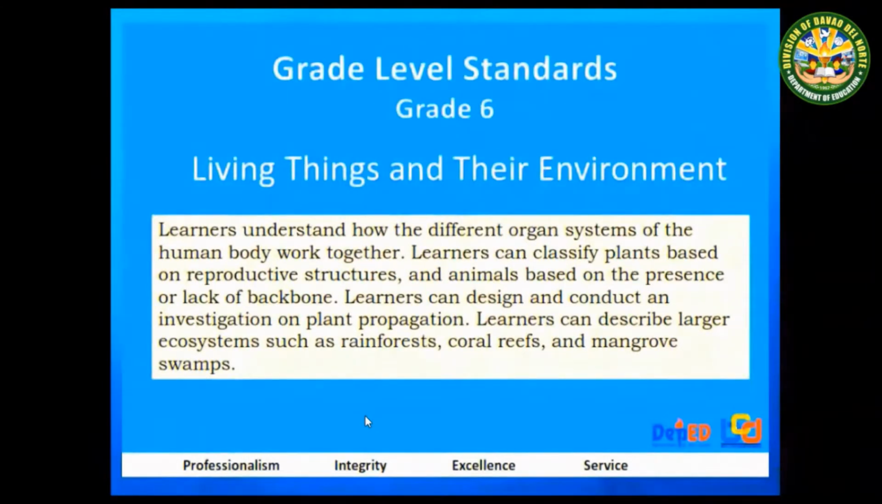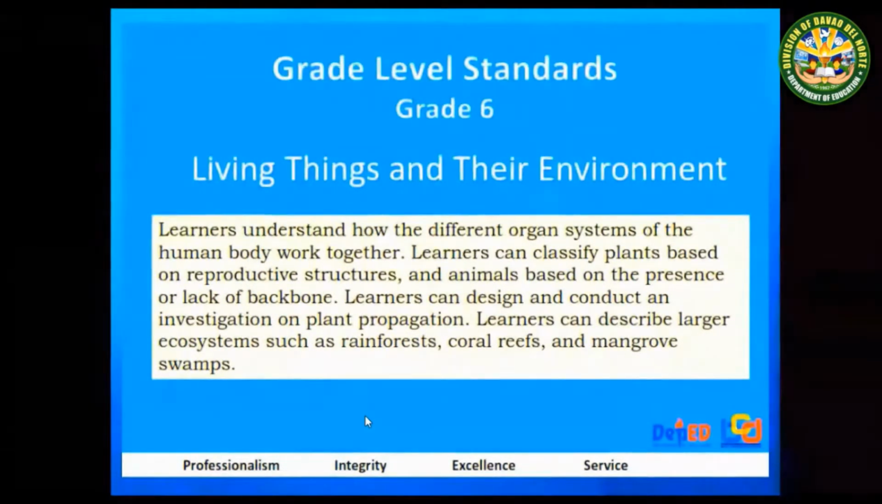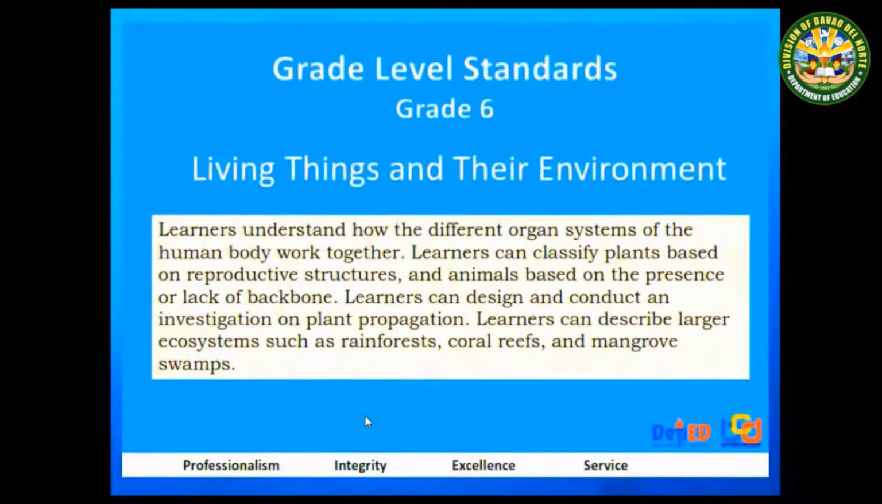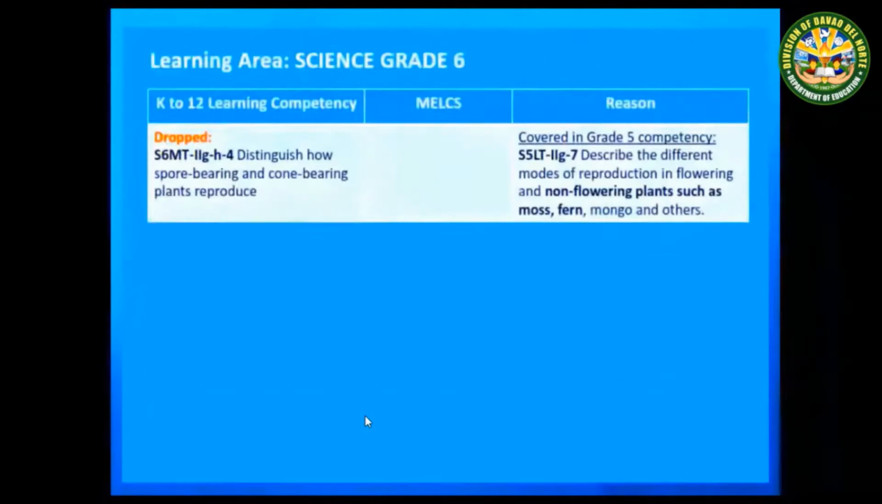Learners understand how the different organ systems of the human body work together. Learners can classify plants based on reproductive structures and animals based on the presence or lack of backbone. Learners can decide and conduct an investigation on plant propagation. Learners can describe larger ecosystems such as rainforests, coral reefs, and mangrove swamps. For science grade 6, one LC is dropped since it was covered in grade 5 competency.